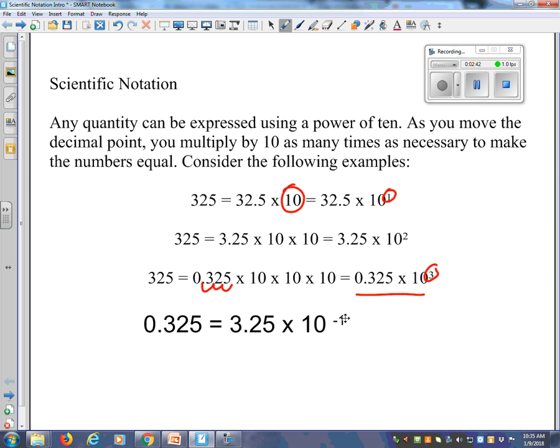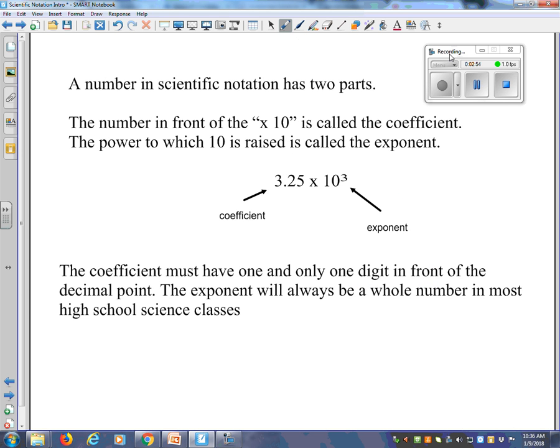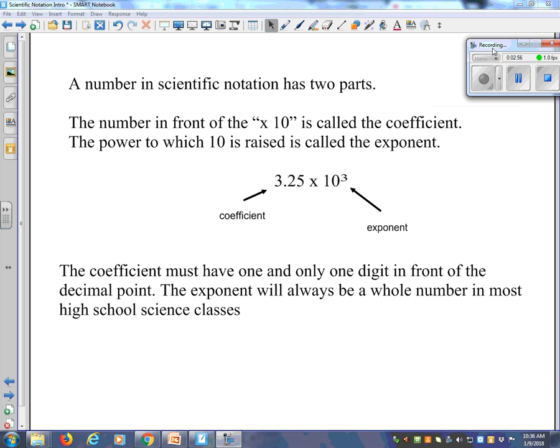Okay, so you're going to see positive exponents, which are when the number is really, really big, and you're going to see negative exponents when the number is really, really small. Okay, now a number in scientific notation has two parts. The number in front of the times 10 part is called the coefficient. Okay, that's the part out front. The power to which 10 is raised is called the exponent, and there's a little diagram right there.